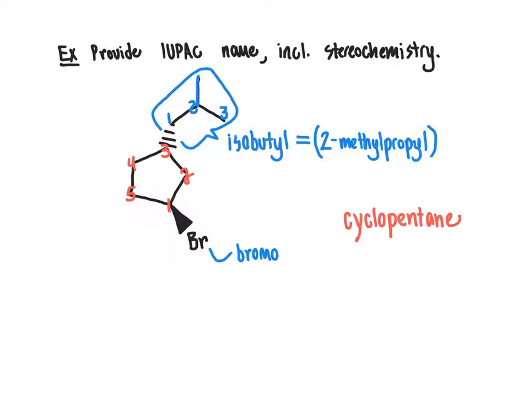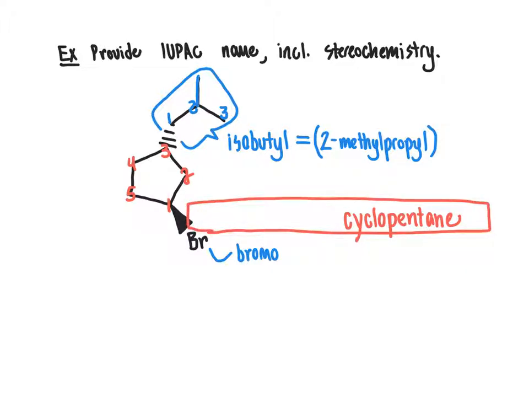And as usual, I've left myself a painfully small amount of space here to write in the rest of the name. We'll make it work. So bromine is at carbon number 1, so we're going to fill in 1-bromo. At position number 3 of the ring is our isobutyl group, so 3-isobutyl. And then isobutyl is run together as one word with cyclopentane.